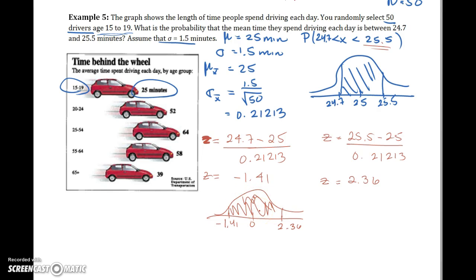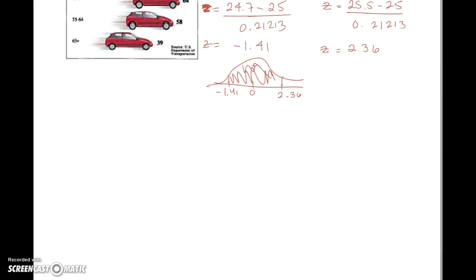Okay, so you can use your charts, please. And what would you do? Well, you just had an assessment on this, so let's see if you remember. What we can do is take the whole area to the left of 2.36, the P of 2.36, by looking it up by z-scores. And then subtract the area to the left of it, the P of negative 1.41.